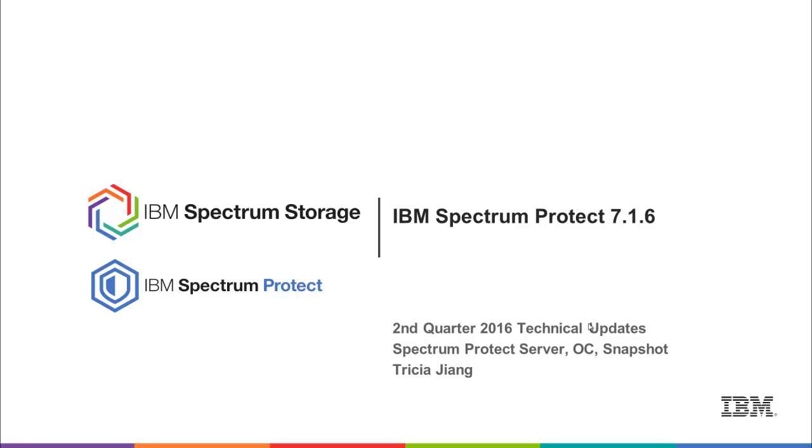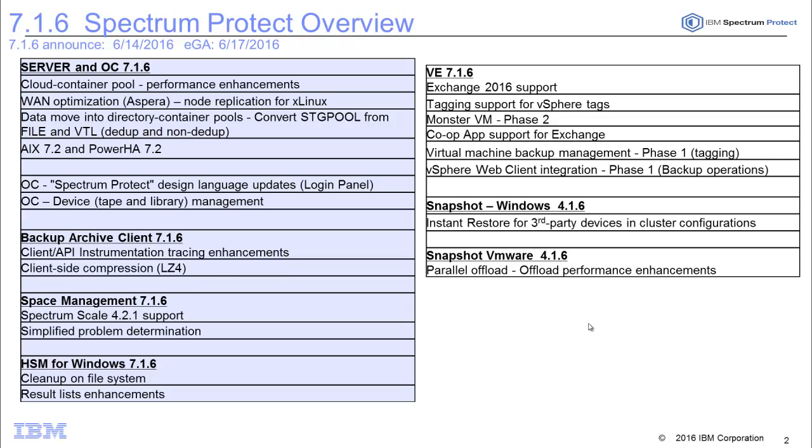This presentation will cover what's new in the Server Operations Center, Backup and Archive Client, Space Management for Unix, and the HSM for Windows portion of Spectrum Protect version 7.16. My colleague Sean Sperry will cover the virtual environments and the snapshot functionality in a separate YouTube video. Version 7.16 was announced on June 14th and it GA'd on June 17th.